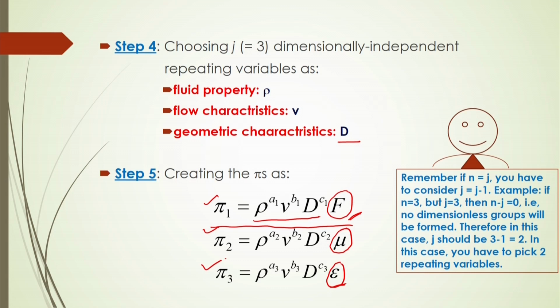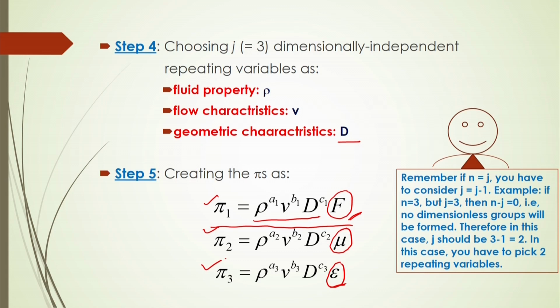So, what do you have to do for those cases? If n is equal to j, that means here 3, that is, the number of variables is equal to the number of fundamental dimensions, then in that case you have to consider j should be equal to j minus 1. That means, here instead of 3 you have to consider 2 fundamental dimensions.